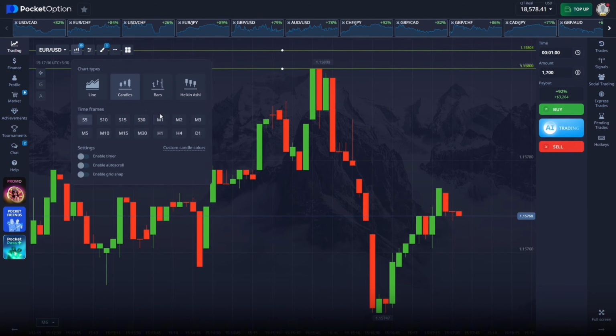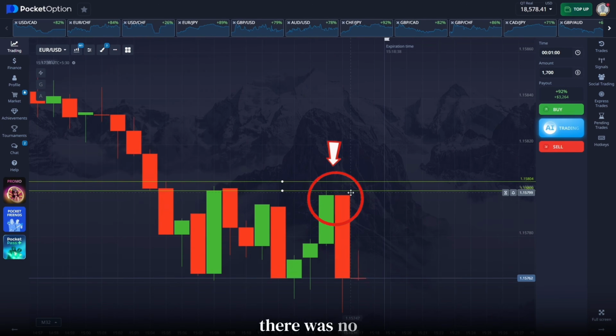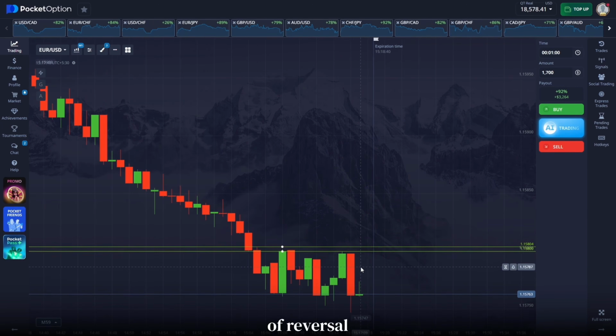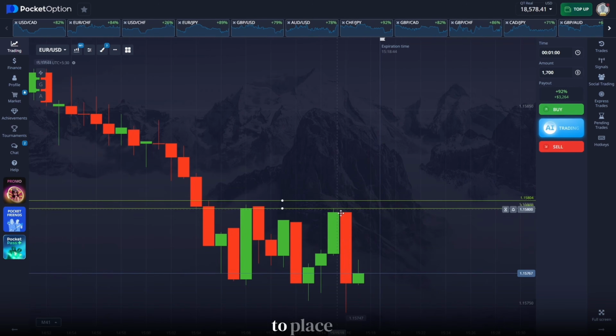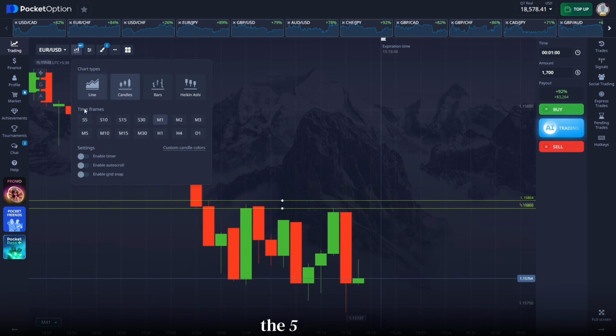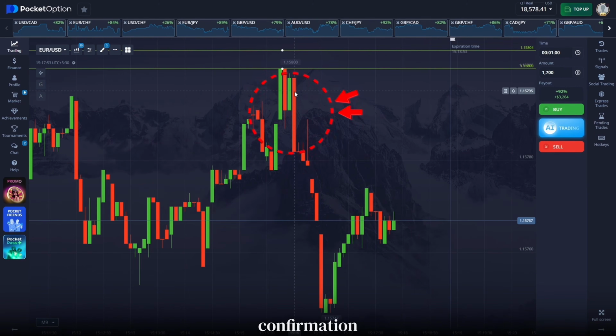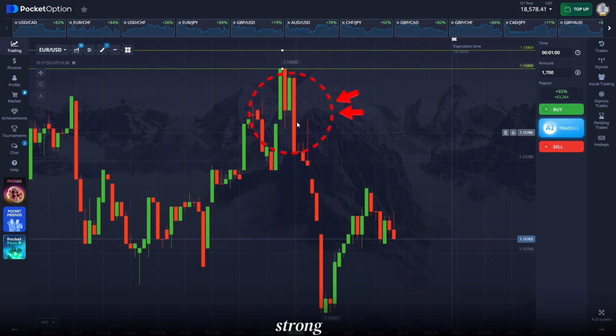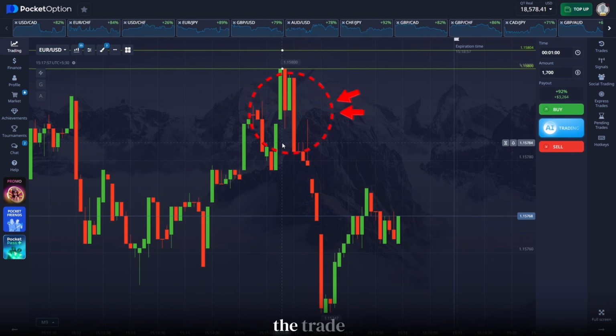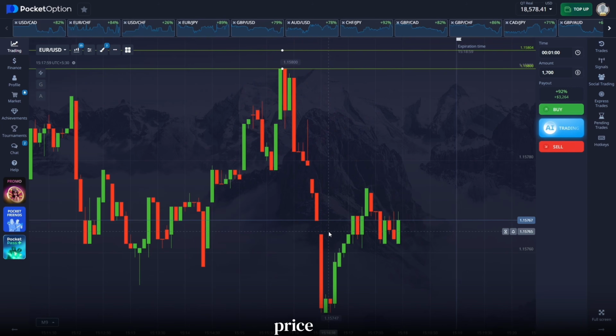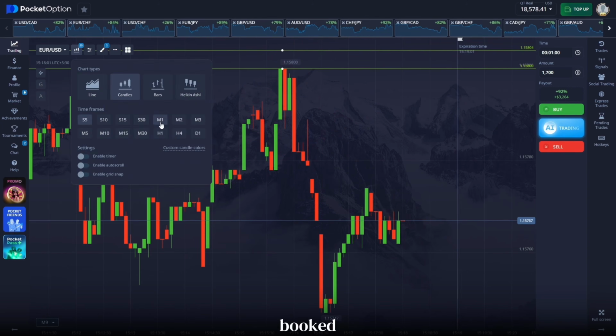On the 1 minute chart, there was no breakout, so chances of a reversal were high because if there is no breakout, the price will reverse. To place a trade, I need confirmation, and that's why I use the 5-second chart to place the trade. This was selling confirmation that sellers are active and they are strong in this zone. So I placed the trade, and after that, the price fell and we booked profit.